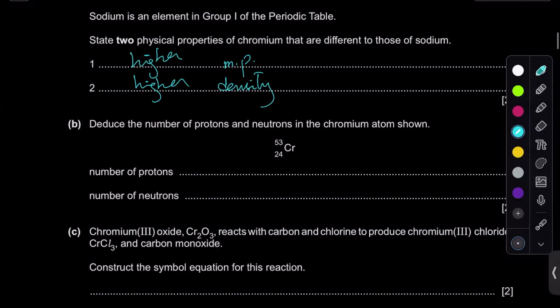Next, number of protons, it's always a smaller number with the left side, so 24. And number of neutrons is 53 minus 24. So that will be 29. Yeah.